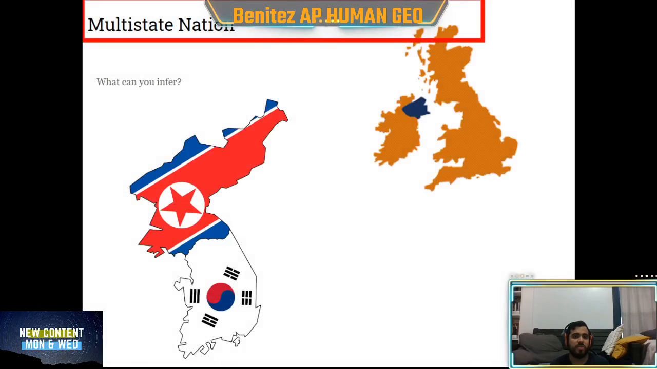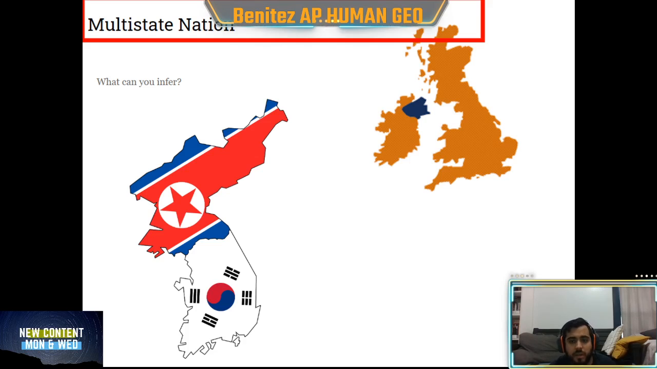Finally, we have a multi-state nation. So what can we infer from a multi-state nation? This is where we have one nation, just one group of people, and they have different types of governments. For example, the Koreas, we have North and South Korea. It's one nation, which is the Korean people, and it's split up into two governments, two different states. It's more than one government. North Korea is run by a communist government, and South Korea is run by a democratic government.